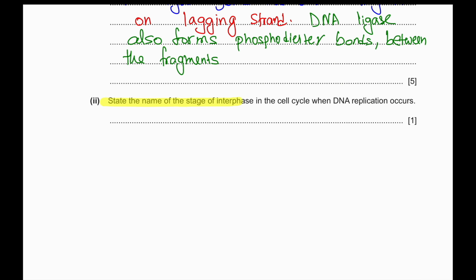State the name of the stage of interphase in cell cycle when DNA replication occurs. Now the phase is known as S phase or synthesis phase.